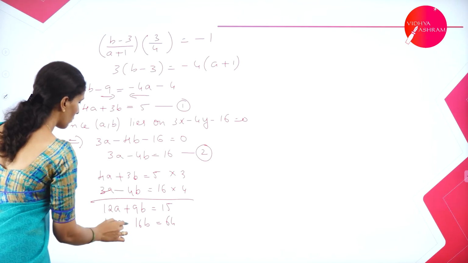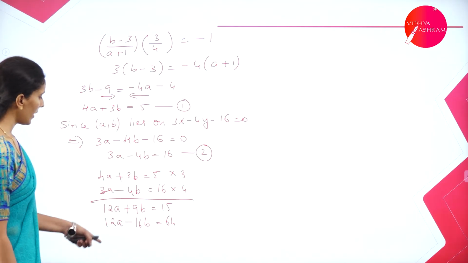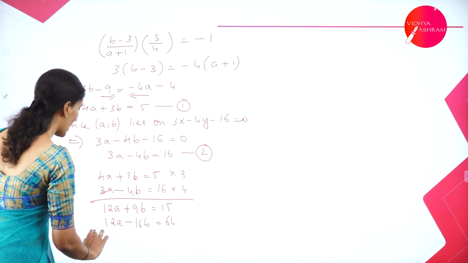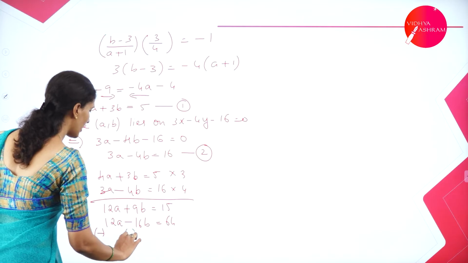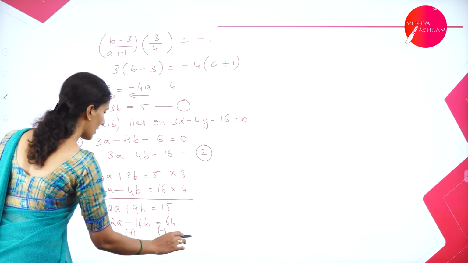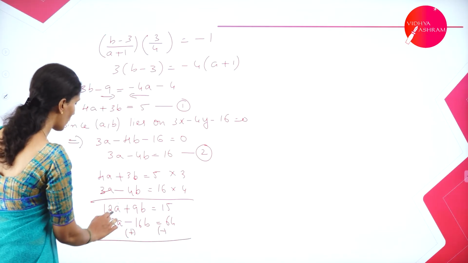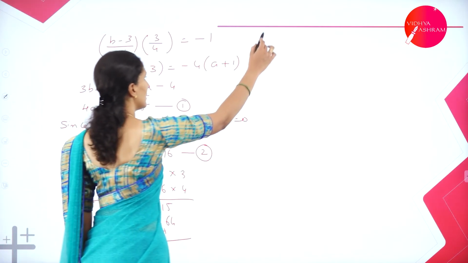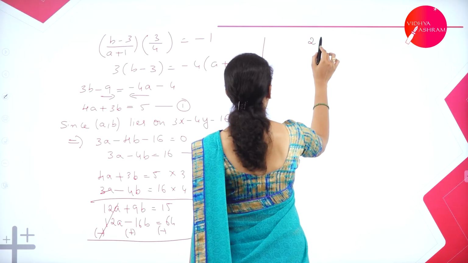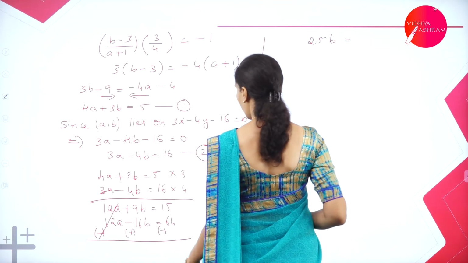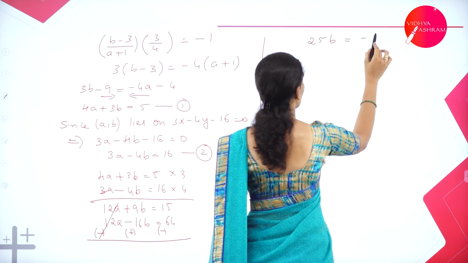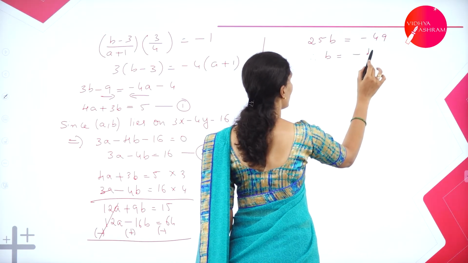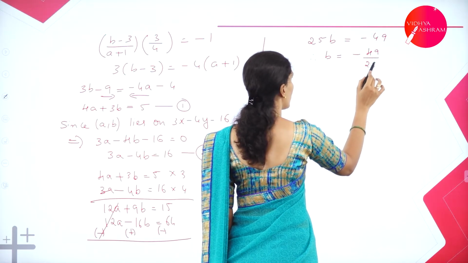Minus 4b, so minus 16b. Now we have 12a as common. We can cancel it, subtract it. For the subtraction, change the sign. So this is minus. So what happens? Plus 12a minus 12a gets cancelled. So 9 plus 16, here it will become 25b is equal to minus 64 plus 15, which is minus 49. So therefore the value of b is minus 49 by 25.